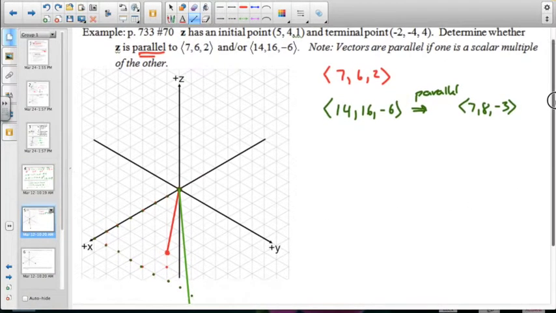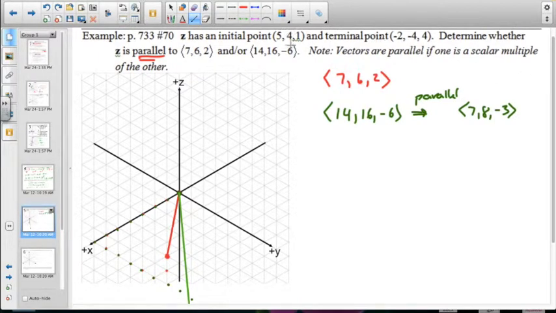So considering that, let's take a look at these 2 points. We've got 5, 4, 1, so out 1, 2, 3, 4, 5, over in the y direction 1, 2, 3, 4, and up 1. So there's our initial point. And then our terminal point is negative 2, negative 4, 4. So negative 2, 1, 2, negative 4, 1, 2, 3, 4, and then up 4. 1, 2, 3, 4. So there's our terminal point.